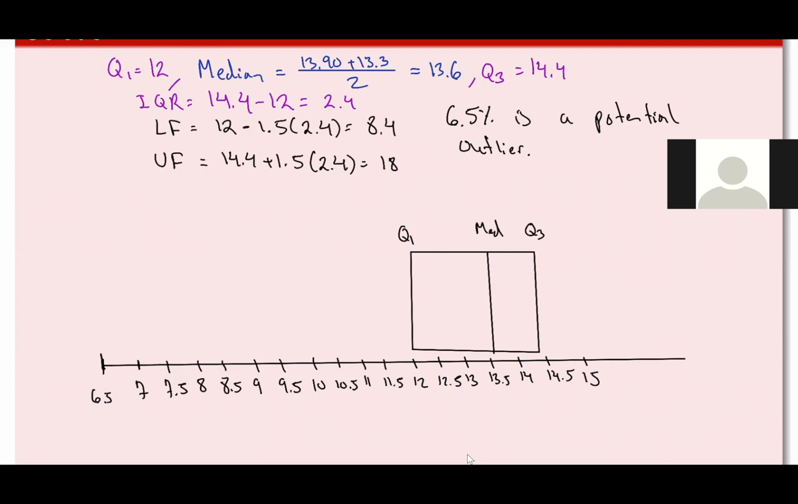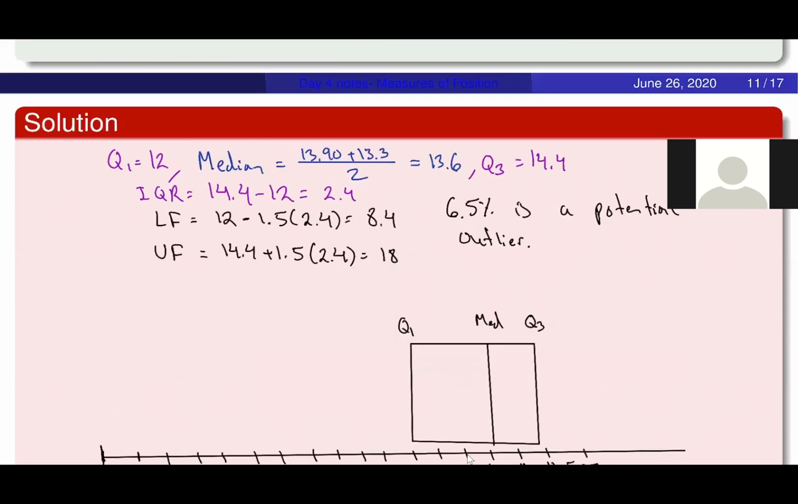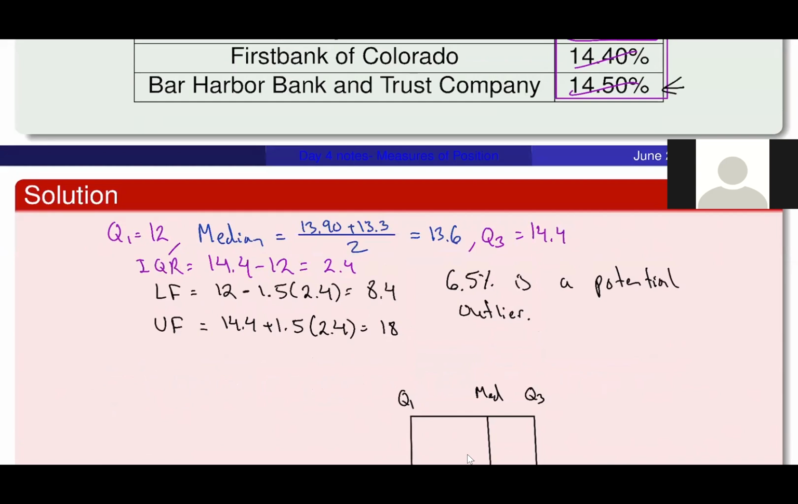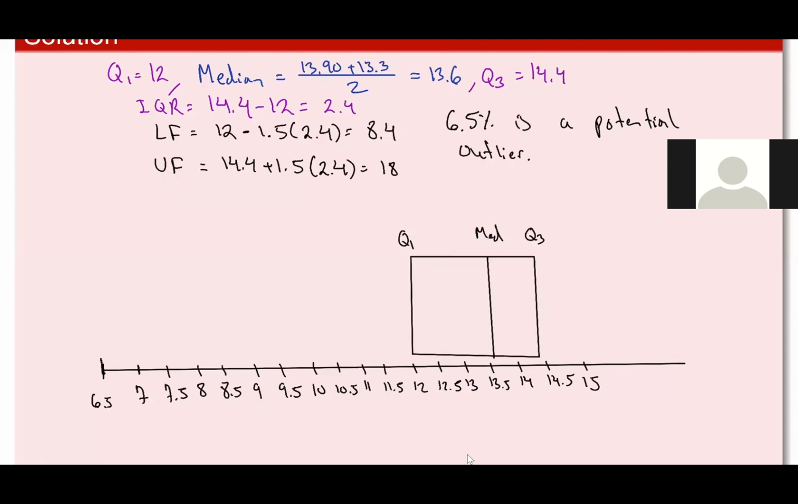All right, so up next, we're going to do the whisker. To be able to do the whisker, you want to go ahead and see the max. The max was 14.5, and remember that wasn't an outlier. So we put 14.5, and that's it for that one.